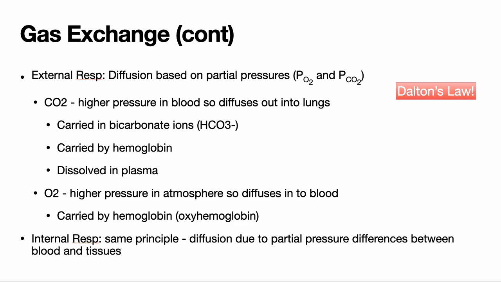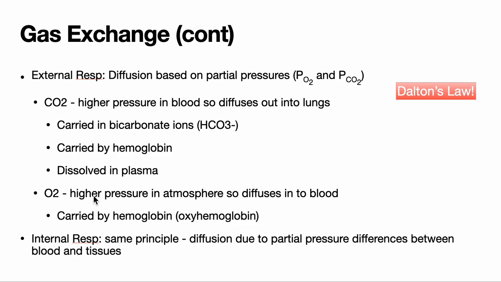Okay, so kind of summing up what I said just two slides ago, in external respiration, the diffusion is based on the partial pressures of oxygen and carbon dioxide. And we're going to see the exact same thing with internal respiration, as I showed you in that picture on that previous slide. So it's the same principle. We're going to have diffusion due to partial pressure differences. We basically have pressure gradients that allow those gases to diffuse down their pressure gradients.